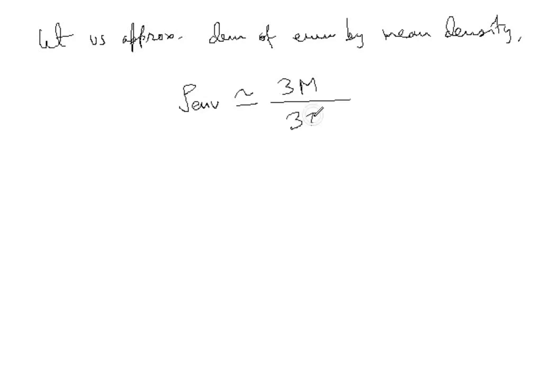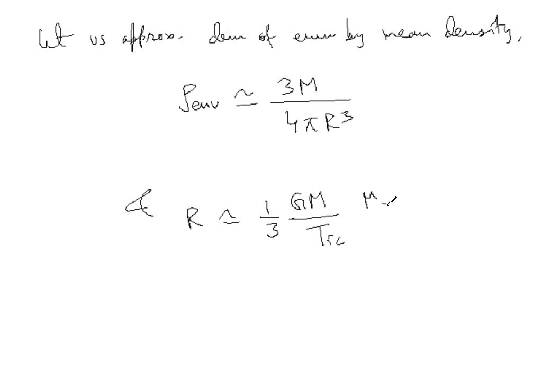Sorry, this will be 4 by 4 pi r cube, and r is of the order of 1 by 3 GM by T_IC mu envelope m_H divided by k_B. Okay, you must be wondering how we got this relation.